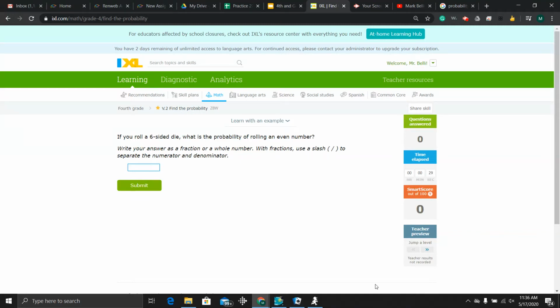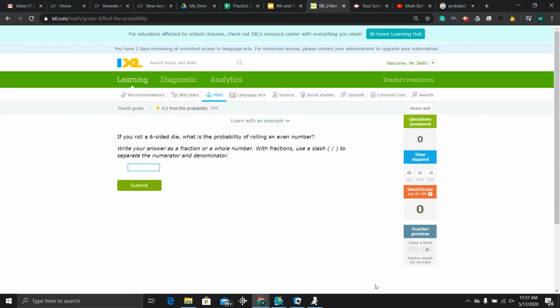All right, ladies and gentlemen, we are going to be learning about how to find and write probability. Now, probability is usually expressed or written as a number from 0 to 1, with 0 meaning it's never going to happen, and 1 meaning it's always going to happen. And then there's the in between. Now, probability is usually written as a fraction.